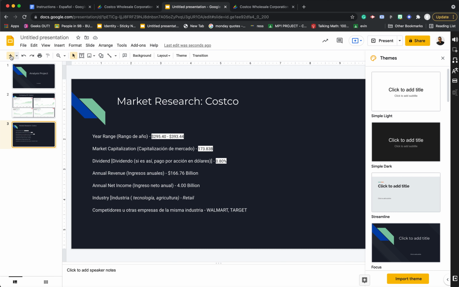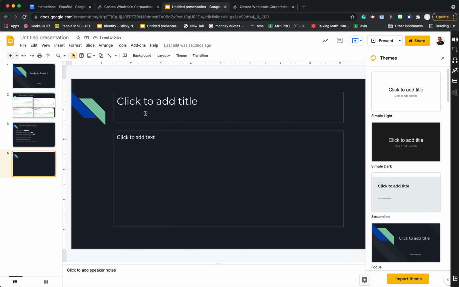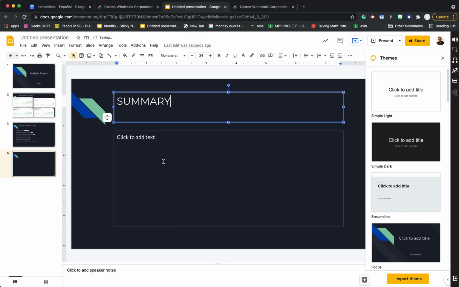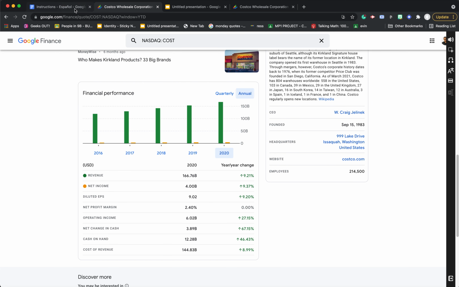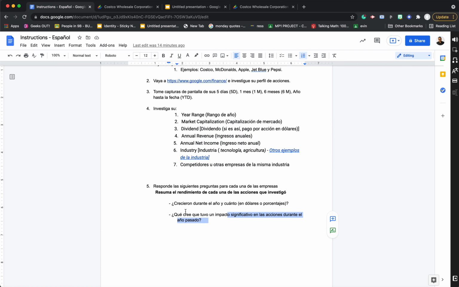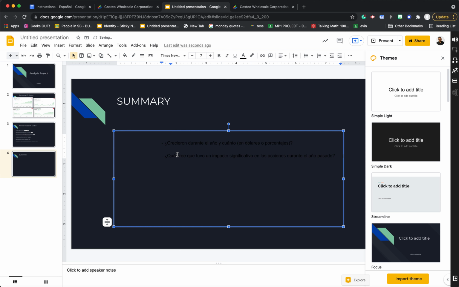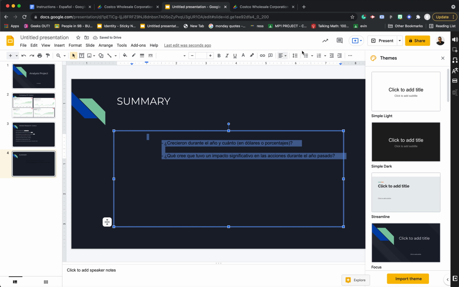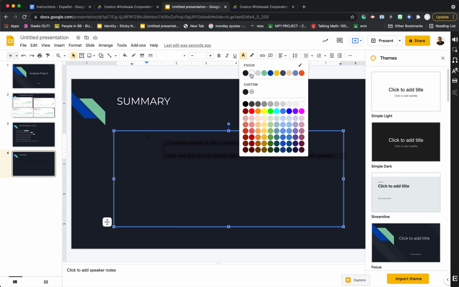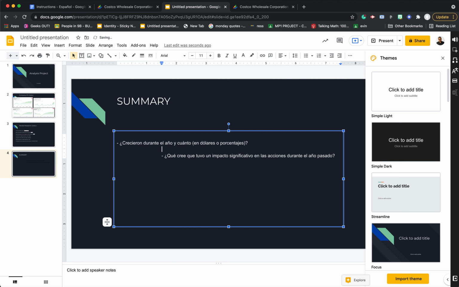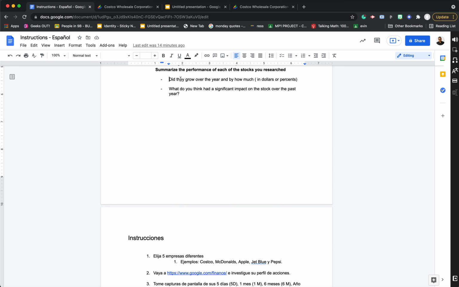And the last thing you're going to do for the first company, we're still on company number 1, is we're going to do a quick little summary by answering these two questions. I'll put it in Spanish, but I'll say it in English. The questions are: did they grow over the year and by how much in dollars or percent? And what do you think had a significant impact on the stocks over the past year?